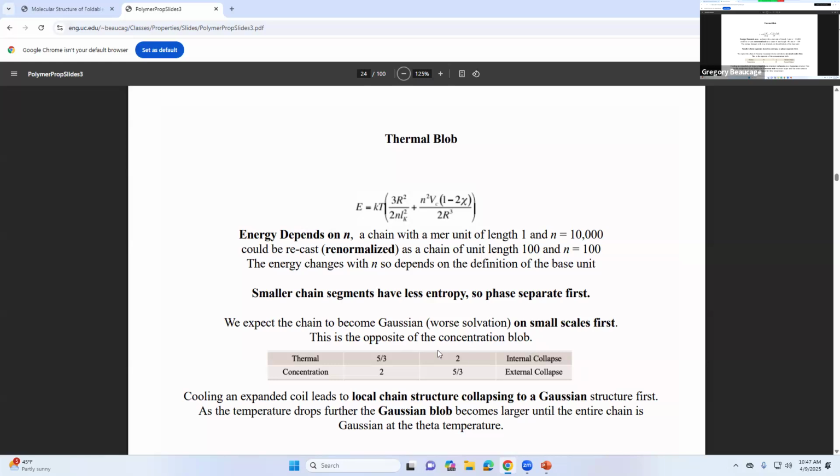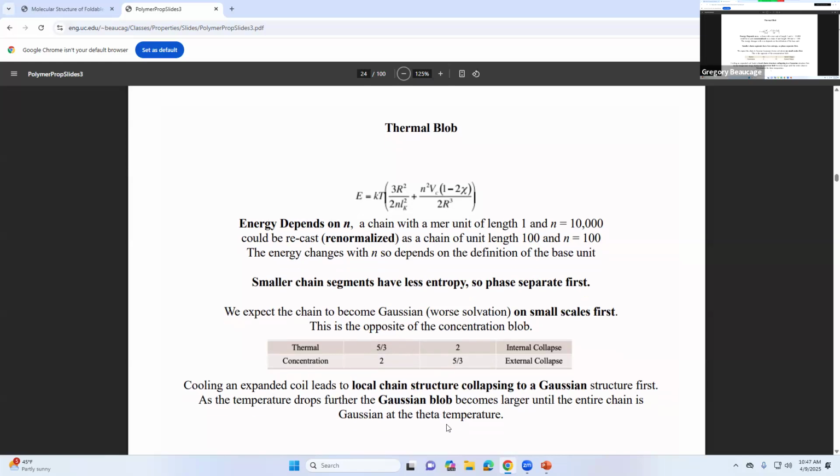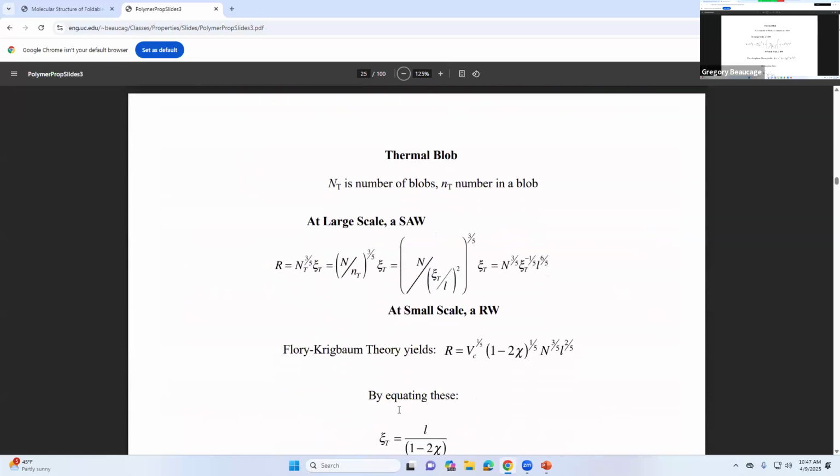At small scale, you get this Gaussian behavior. You retain the thermal expanded coil behavior at large scale. So it's an opposite transition of the concentration blob. Yeah, if you increase temperature and concentration at the same time, then you could get both. Yeah, but people don't talk about that. But you'd get both. So you'd get collapsed, expanded, collapsed. You get Gaussian, expanded coil, and then Gaussian.